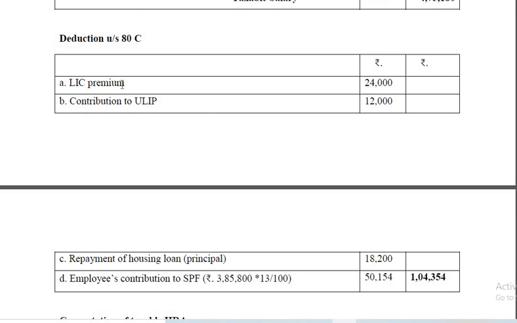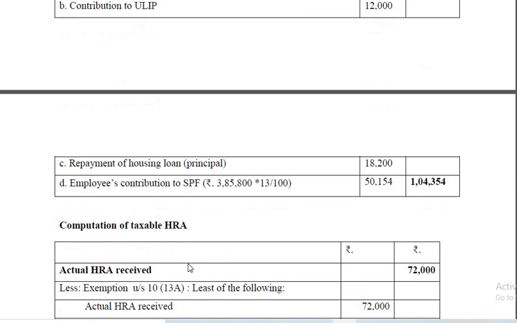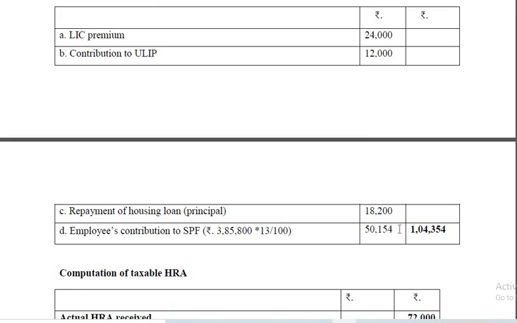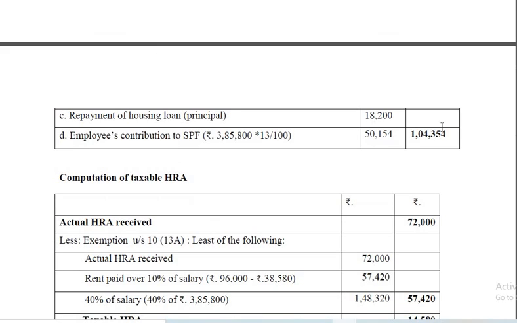Now come to Chapter VI-A. Already explained. LIC premium 24,000. Contribution to unit linked insurance plan 12,000. Repayment of housing loan. For your information, only the principal amount you have to take, not the interest. Interest has to be considered while calculating income from house property. Employee's contribution to statutory provident fund 13% of 3,85,800, that comes to 50,154. So all these four items together will be 1,04,354. So this is the qualified amount.